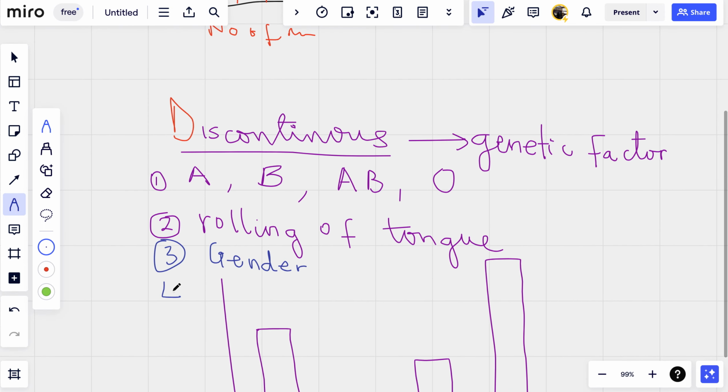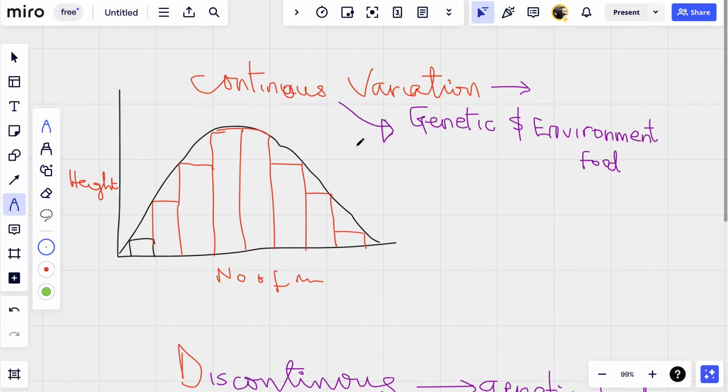The color of the eye that you have is a discontinuous variation. It's not caused by environmental factors. It's not caused by the food you eat, the place you grew up in, or the language you speak. But how you speak, your accent, is a continuous variation. That one is caused by the environment you grew up in. The language you speak and the accent you use is a continuous variation. So we can include that here.